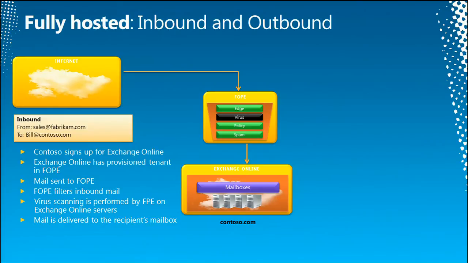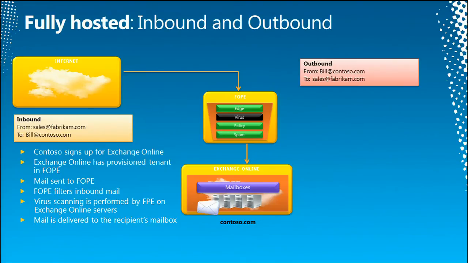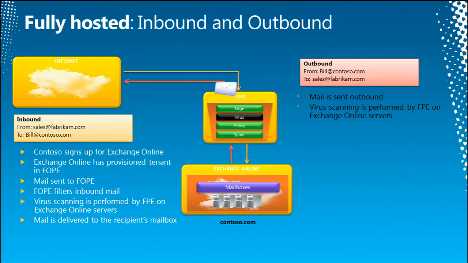And then finally, the mail is delivered to the recipient. The edge blocking, the virus or the policy and the spam, you can configure on a per domain or per feature basis as well for just fully hosted. Outbound, the mail just goes in the reverse path. Outbound from Contoso.com to Fabrikam.com routes to FOPI. FOPI will then do any of the filtering that's been configured and then route it outbound.